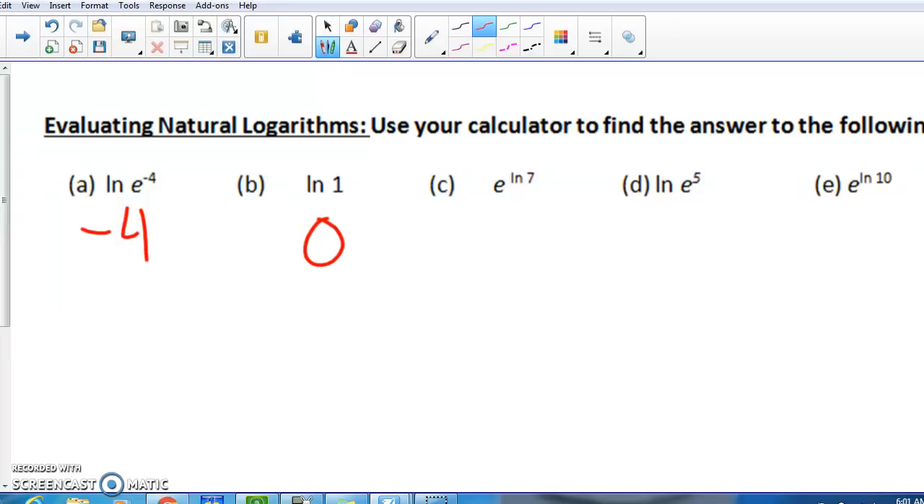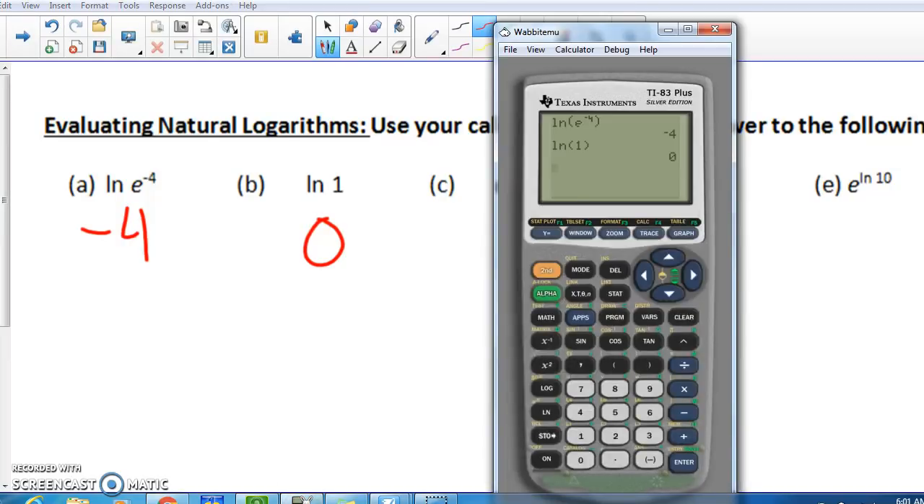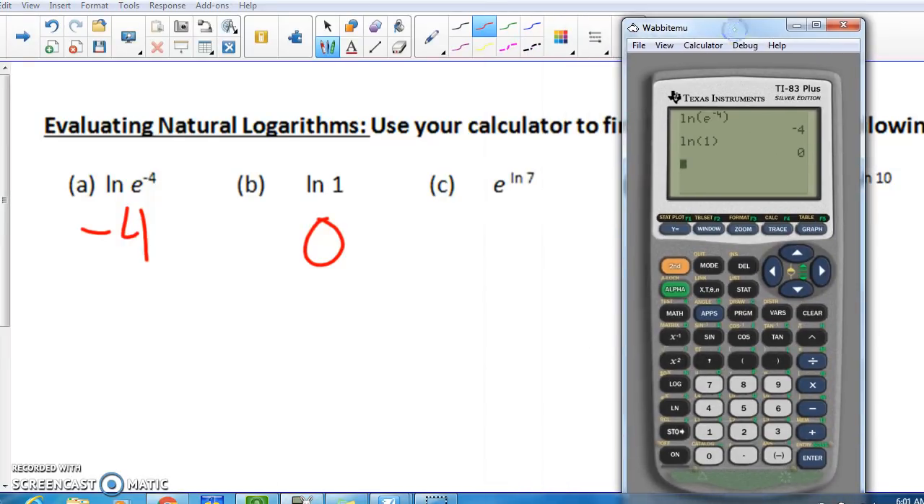e to the ln of 7, so I go back to my calculator. I hit e first, so second ln, and then I type in ln of 7. The answer is just 7.